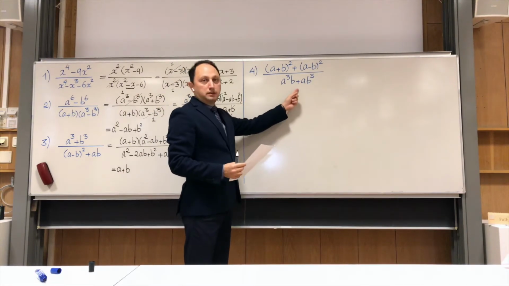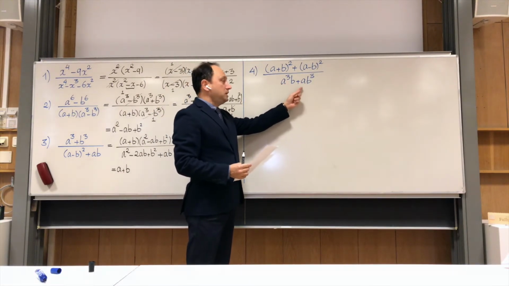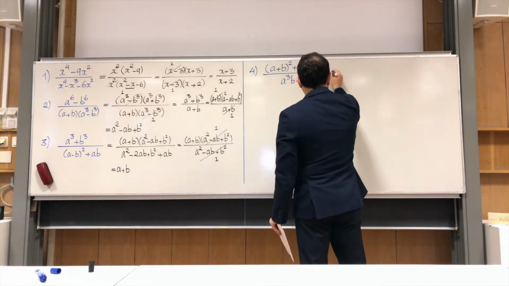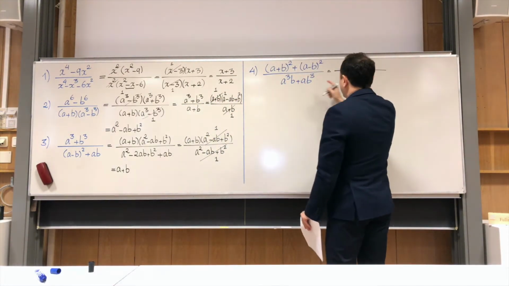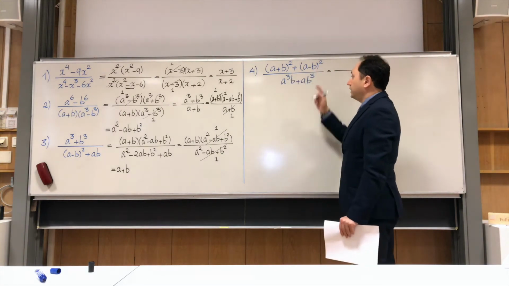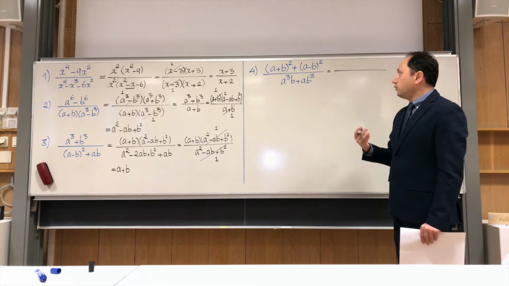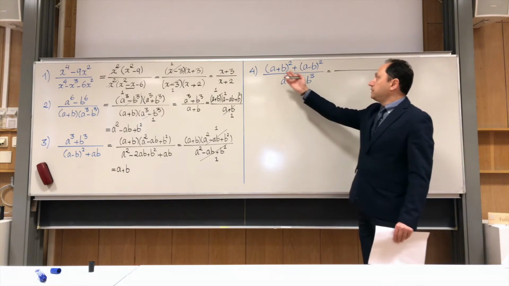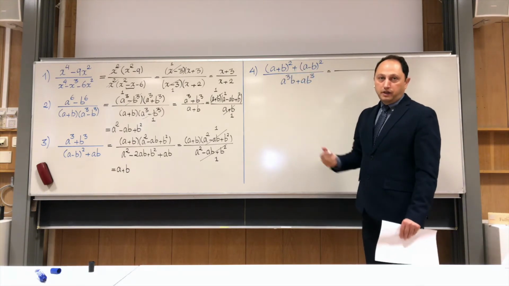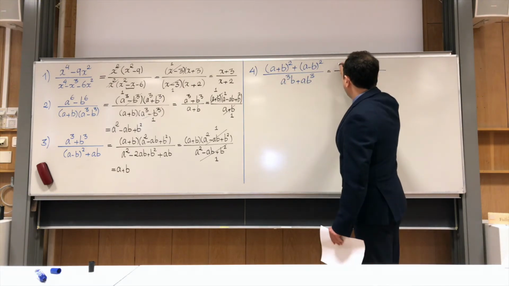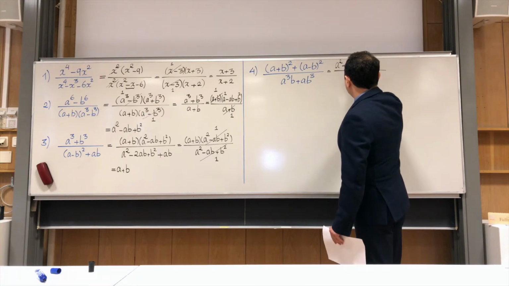For the denominator, the problem is very simple. You see ab is in common, so let us pull it out. For the numerator, because this is the sum of two squares, it cannot be factorized using the conjugate pattern. So the only thing I can do is probably expand them and simplify. I expand this, it becomes a squared plus 2ab plus b squared.